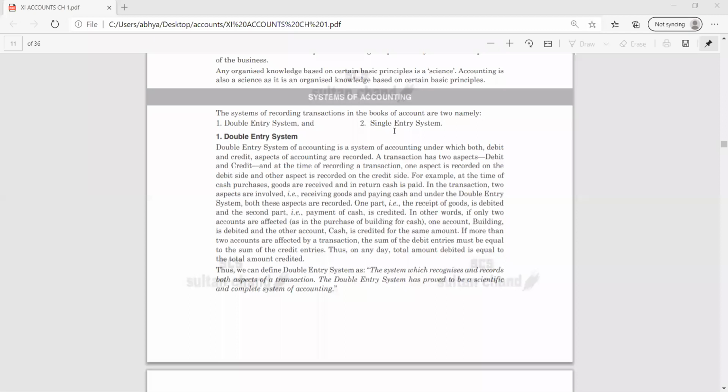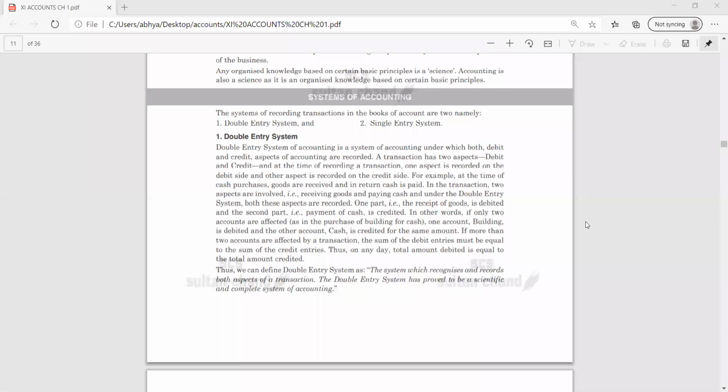Yes, please tell me the system in which every transaction has two aspects. One is debit and the other one is credit. So it is the system in which both the aspects, debit as well as credit, are recorded. So you can take many other examples. Like one more example we are taking here.